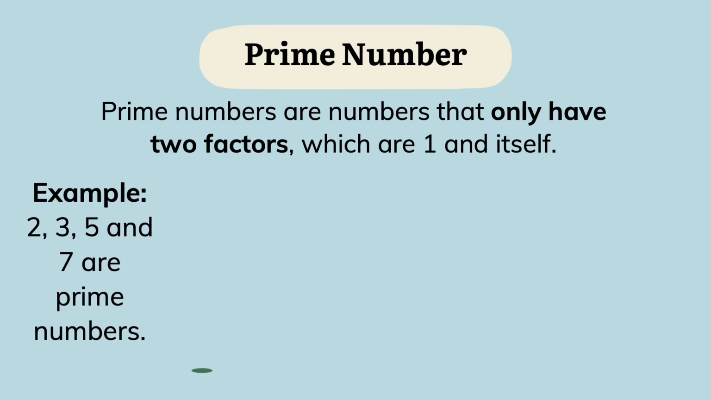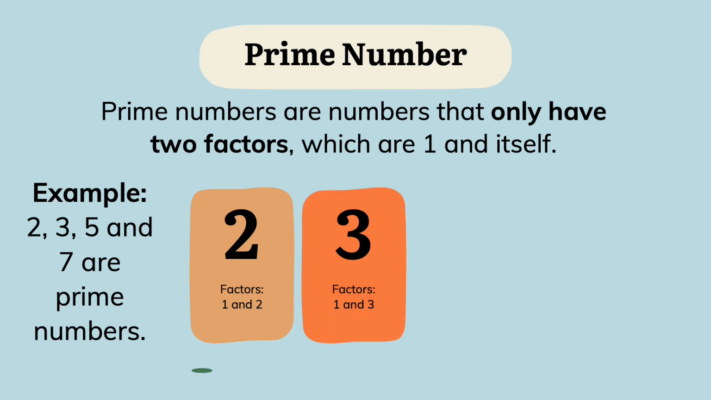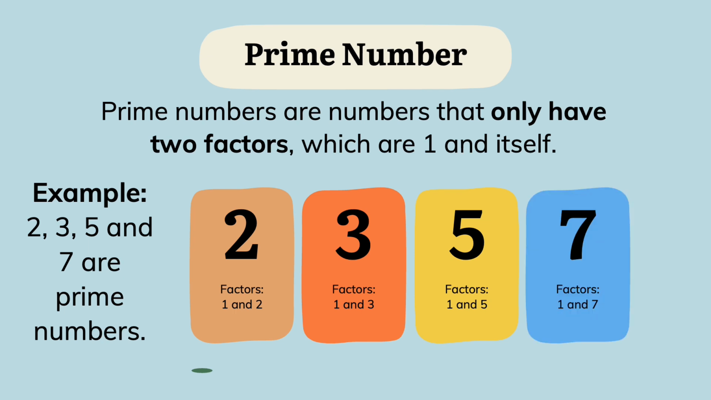For example, we have the numbers 2, 3, 5, and 7. The number 2 has the factors 1 and 2. 3 has the factors 1 and 3. 5 has the factors 1 and 5. And 7 has the factors 1 and 7.